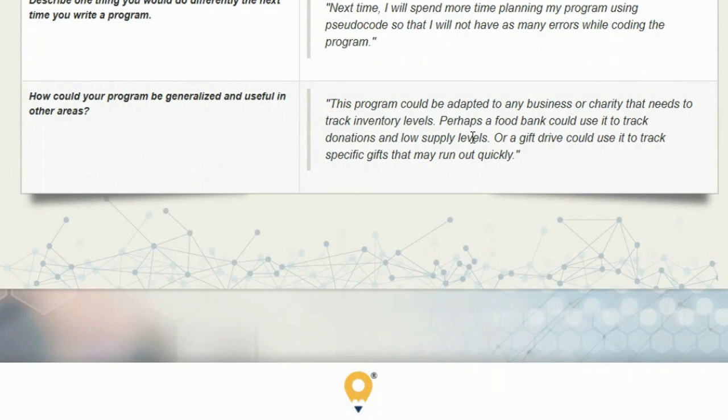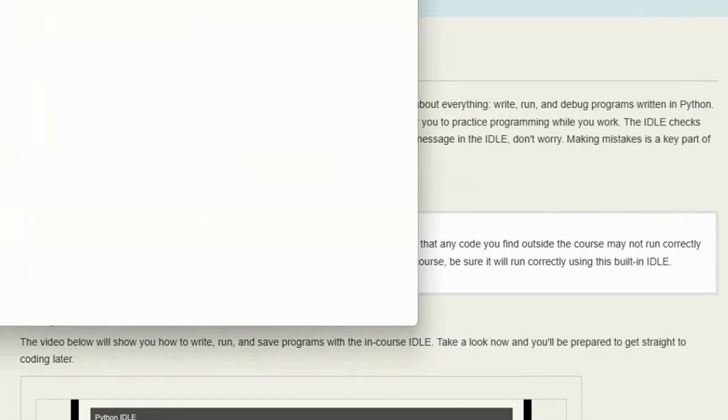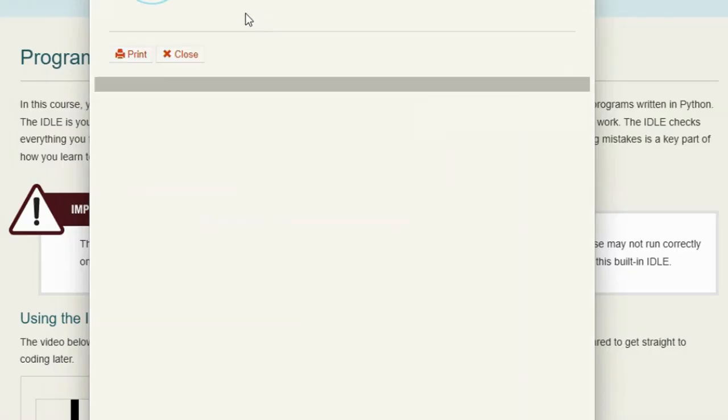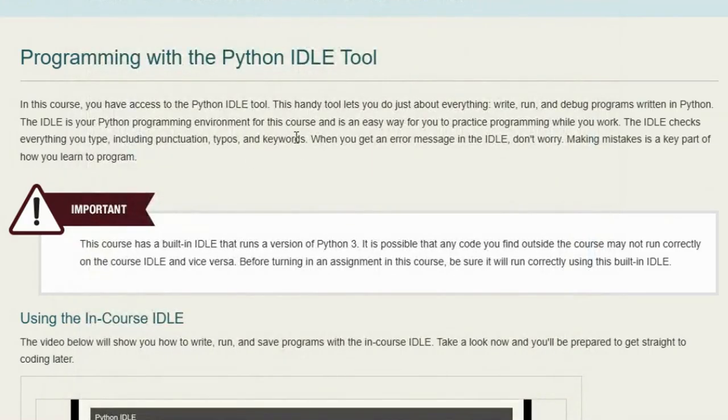All right, page 4. Programming with the Python IDLE tool. In this course, you have access to the Python IDLE tools. Right up here, click the IDLE button. There's where we write our programs. It's all right here. There it is. There's where we write our code, right there. This tool lets you do about everything. Write, run, debug programs written in Python.